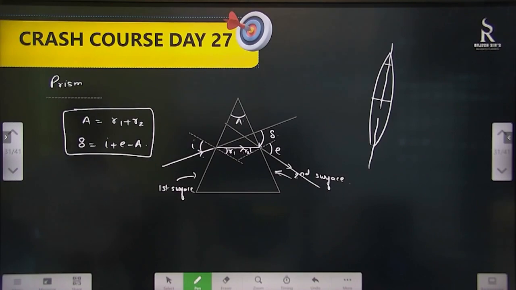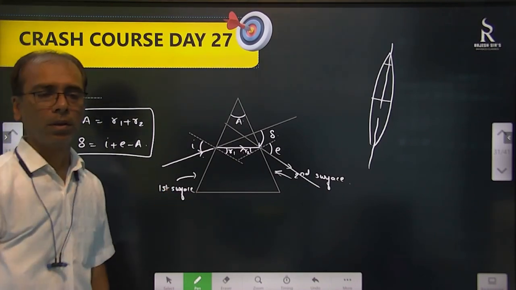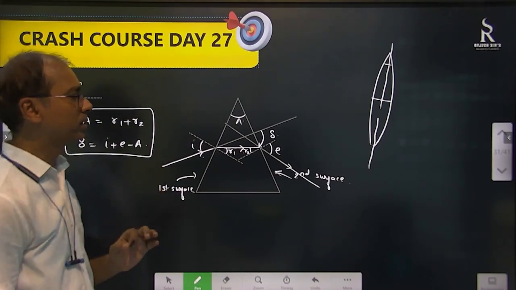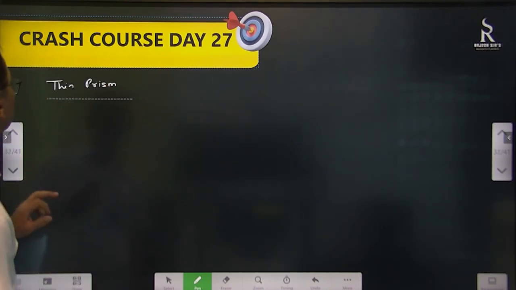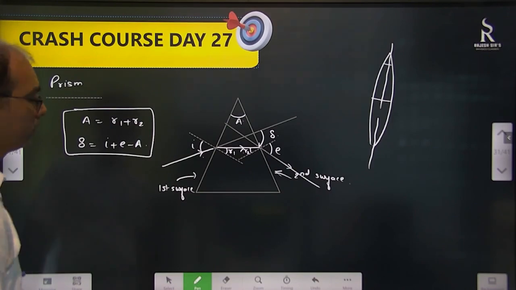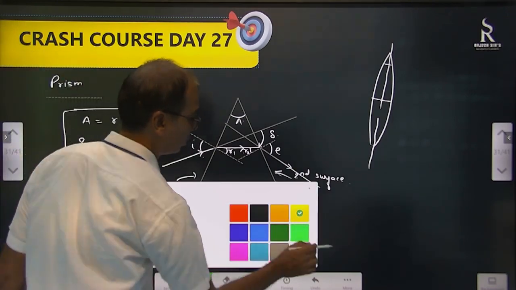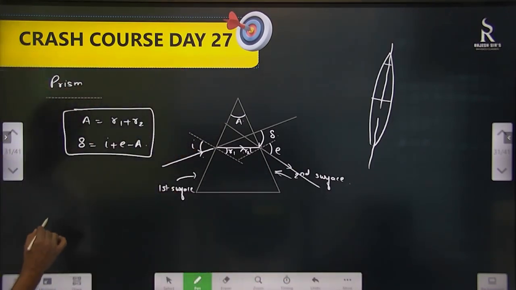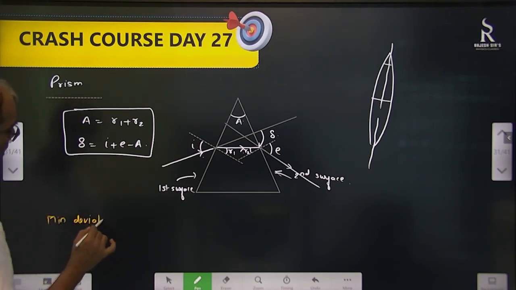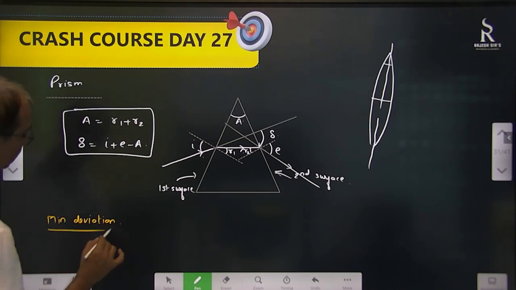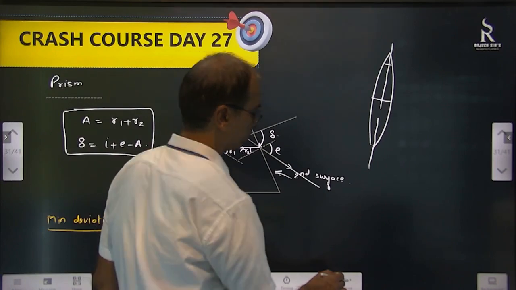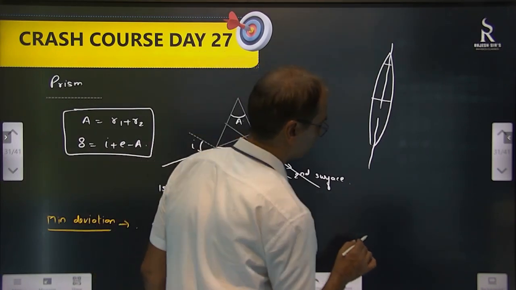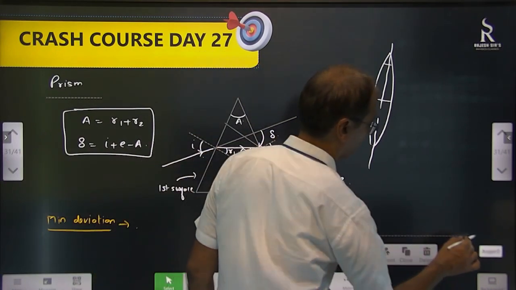Then we will use now prism in different cases. What two cases are there? One important case is there of minimum deviation. Minimum deviation we will see here. What is minimum deviation? So in the minimum deviation case, we make a graph between delta and I.